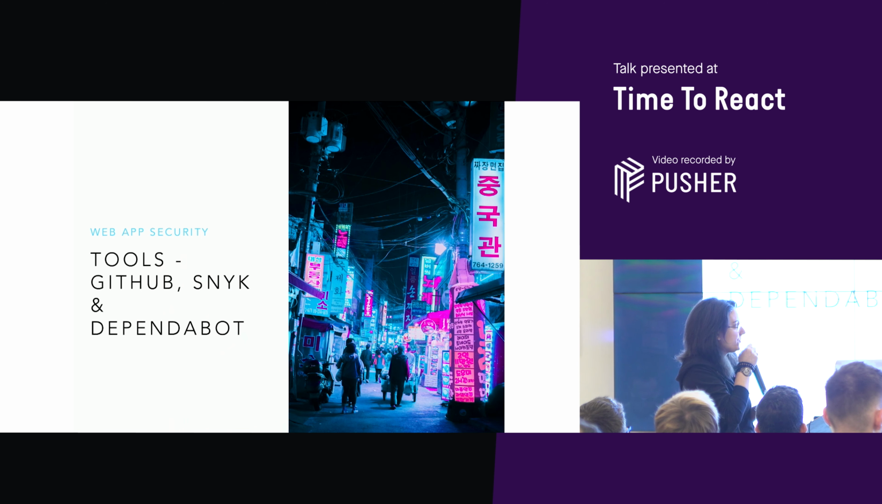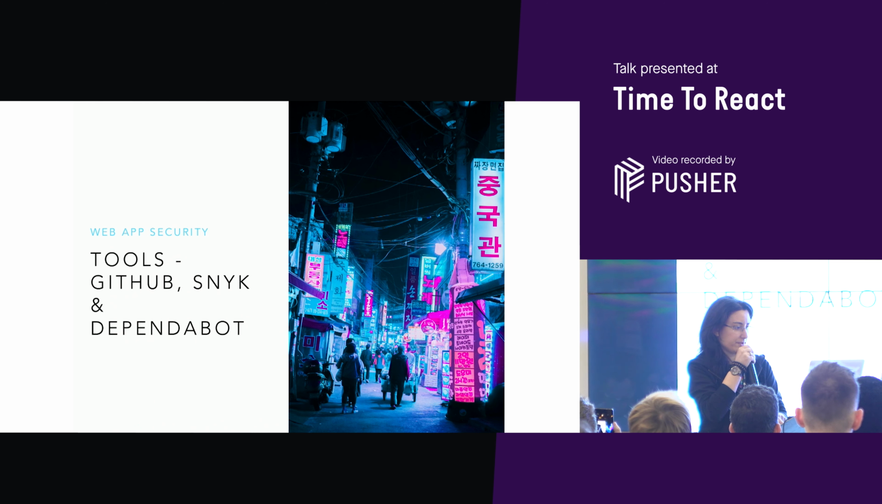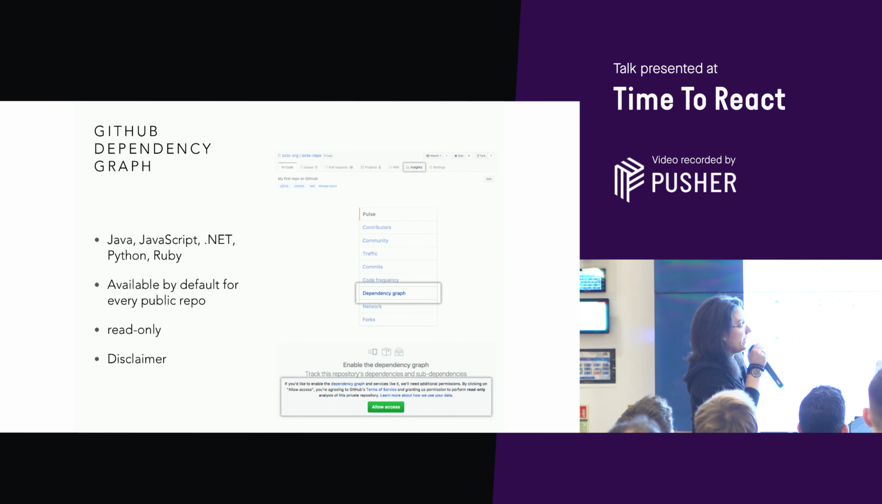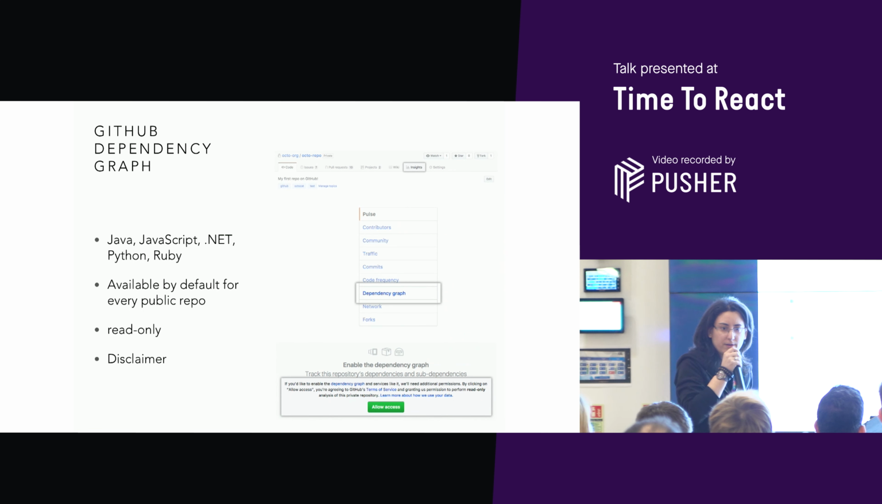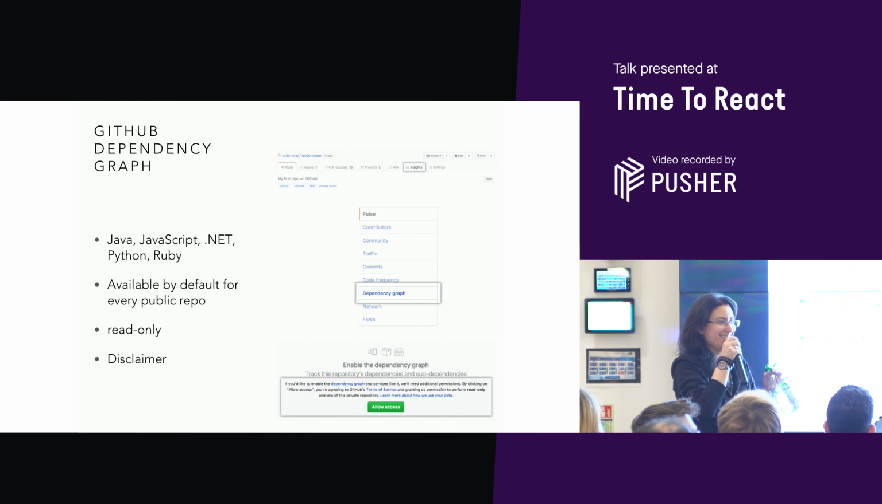So I just wanted to introduce to you a couple of tools that will help you push security left. The first one would be GitHub Dependency Graph. Some of you are familiar with this tool. Yeah, always the same one.